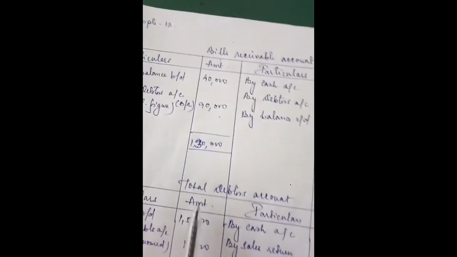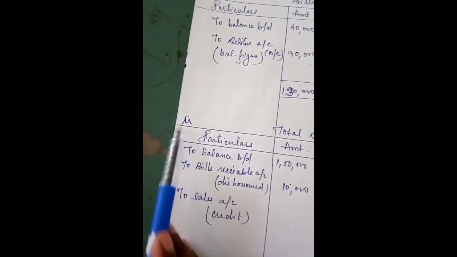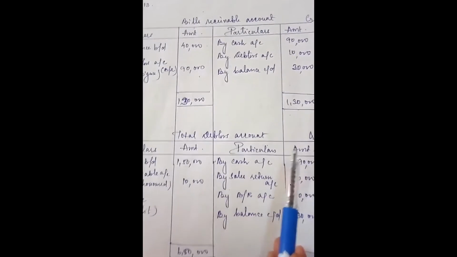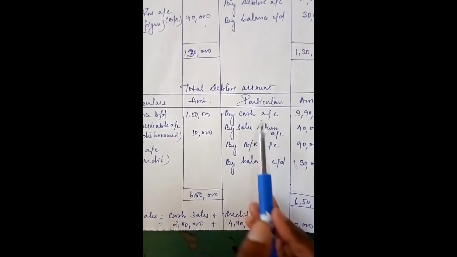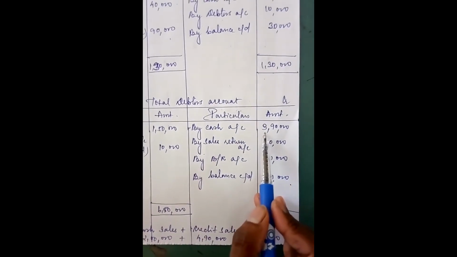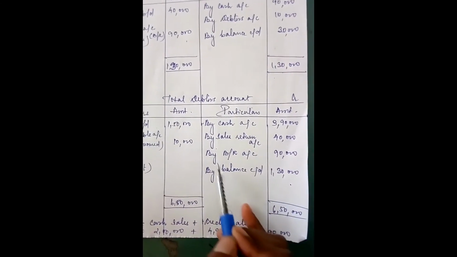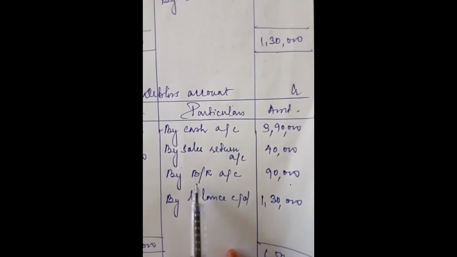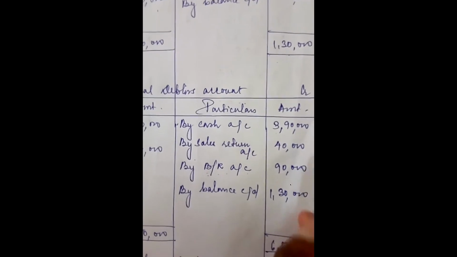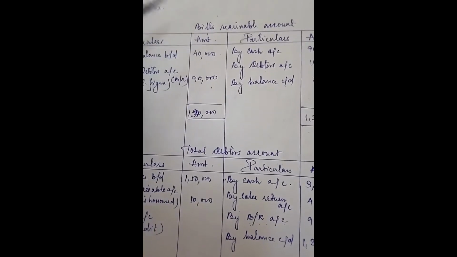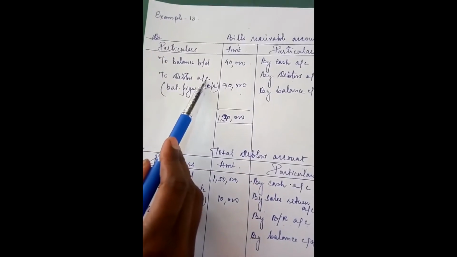Now let's look at total debtors account. So this is also a ledger account, so you have to draw debit and credit both the sides, particulars and amount column, particulars and amount column. In the credit side, you have by cash account. From the question, you get the figure 3,90,000. Then by sales return account, 40,000. By BR account, that is bills receivable account. Now we get this 90,000 from bills receivable account, that is to debtors account. This 90,000.